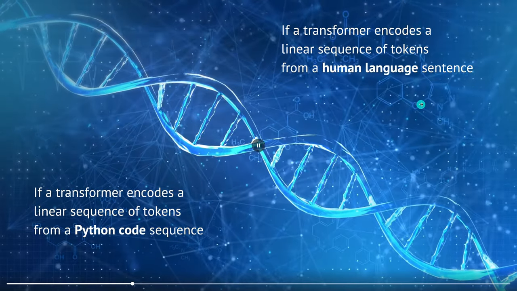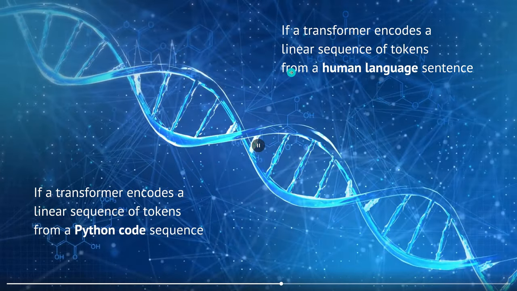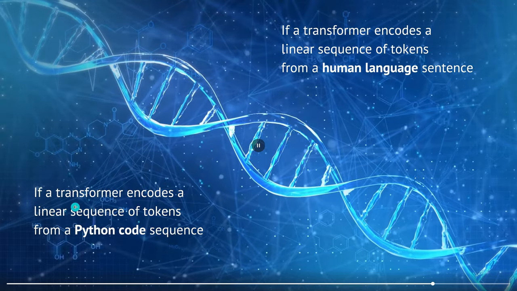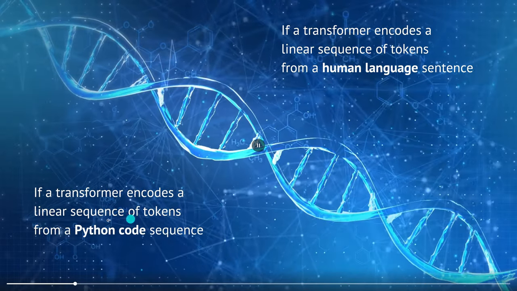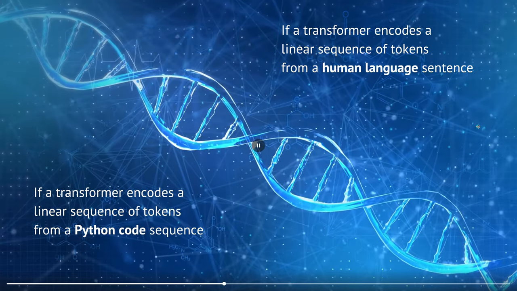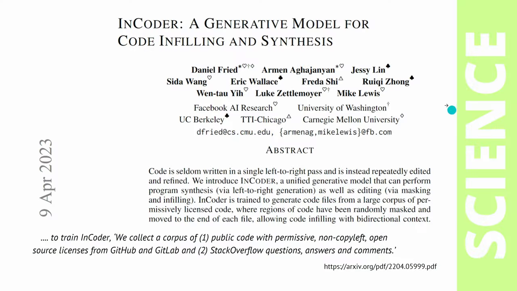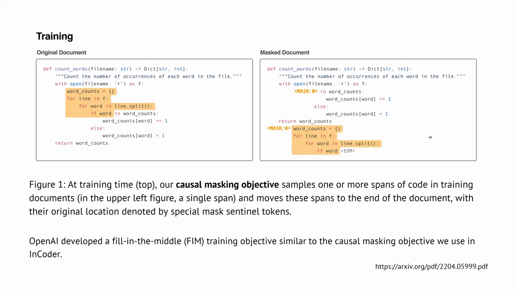So, summarization. If a transformer encodes a linear sequence of tokens from a human language, for the machine it's identical to a transformer encoding a linear sequence of tokens from a Python code sequence. Therefore, a short interrupt: I told you about InCoder, you know the performance already, from Facebook AI Research, UC Berkeley, Carnegie Mellon, University of Washington. I just want to show you this because they have a nice visualization of what they call infilling, or causal masking objectives.